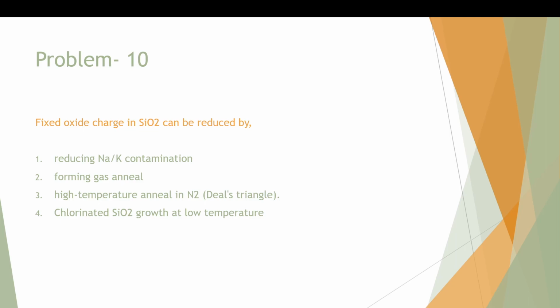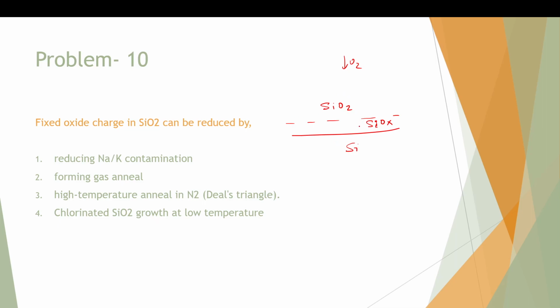Fixed oxide charge in SiO2 can be reduced by... Okay, so now we have SiO2 grown on top of silicon, but the transition is defect prone, and we can have some SiOx in the middle. It will have more silicon, so instead of SiO2 it might be SiO1.8, SiO1.7, like that. Because we are diffusing oxygen from the top and there will be silicon at the bottom, there will naturally be a transition region.